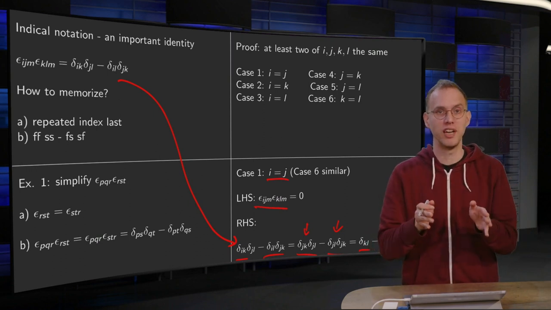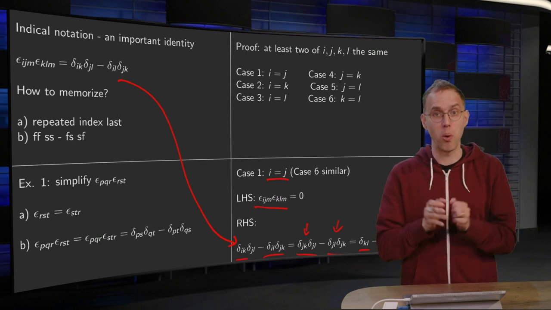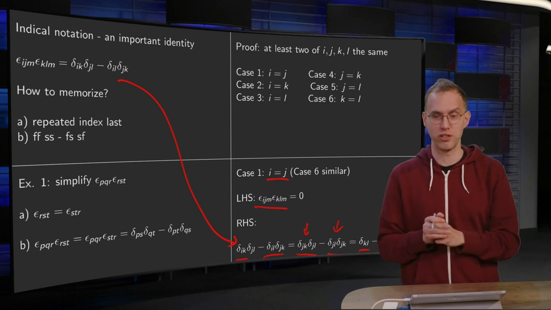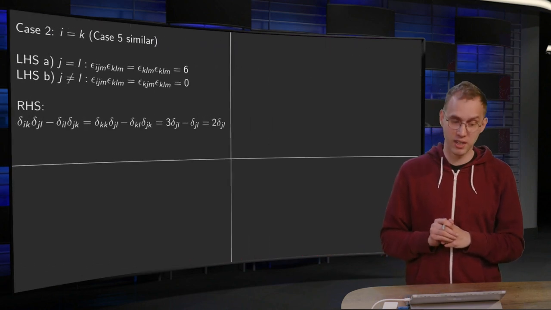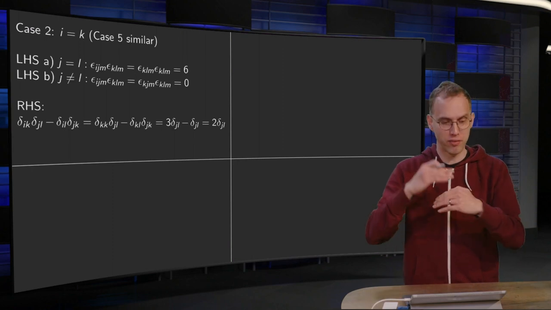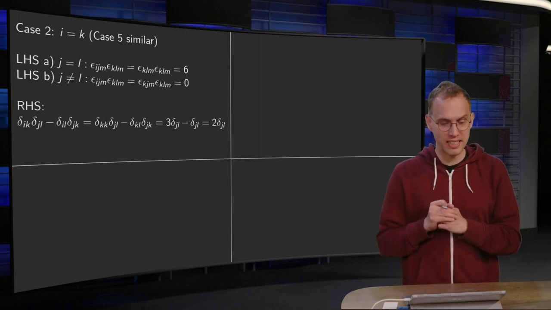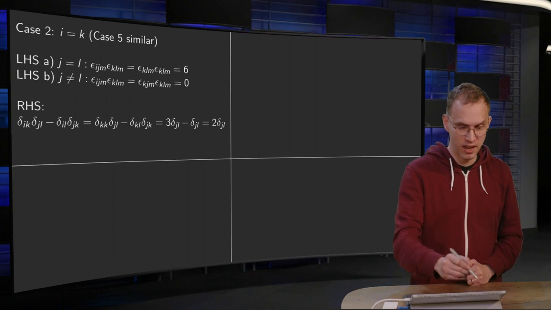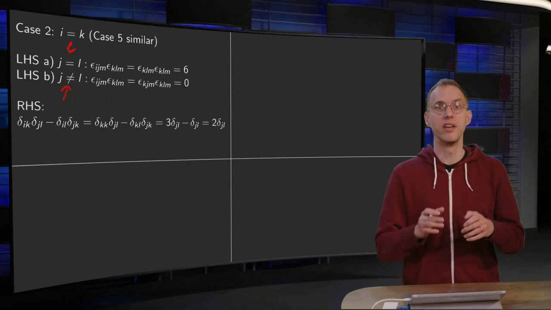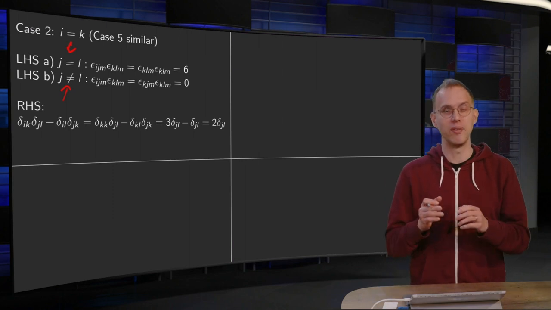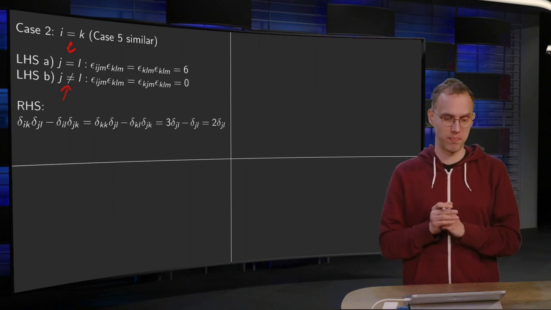If i equals j, the identity holds, regardless of all the other stuff. Case 2, i equals k, and case 5 is similar. Now I have to split the left-hand side in two cases: either j is equal to l or j is not equal to l, and see what happens then. And we can do the right-hand side straight away.